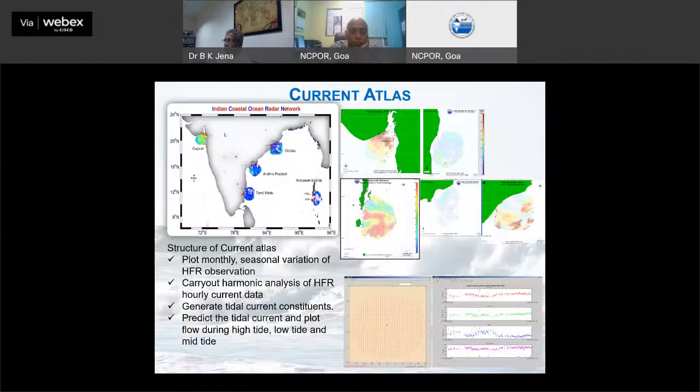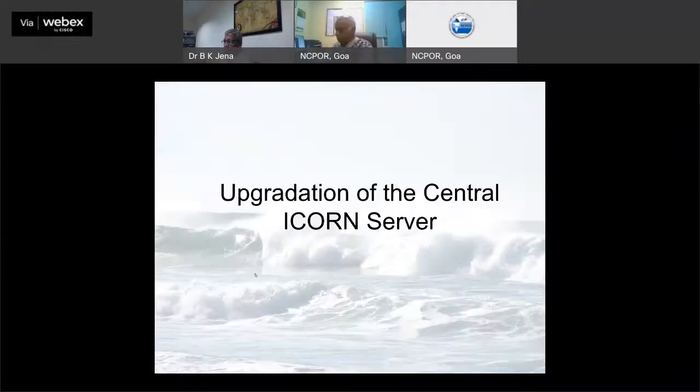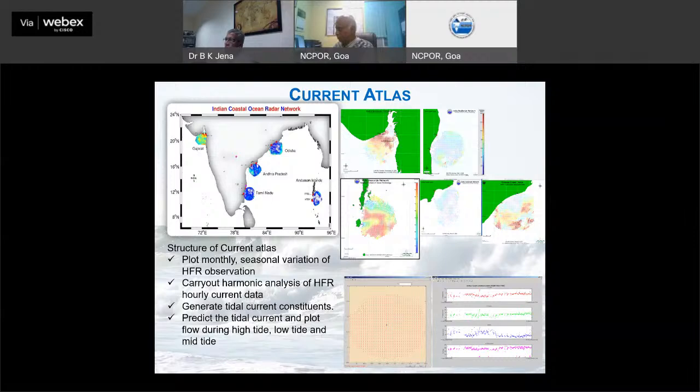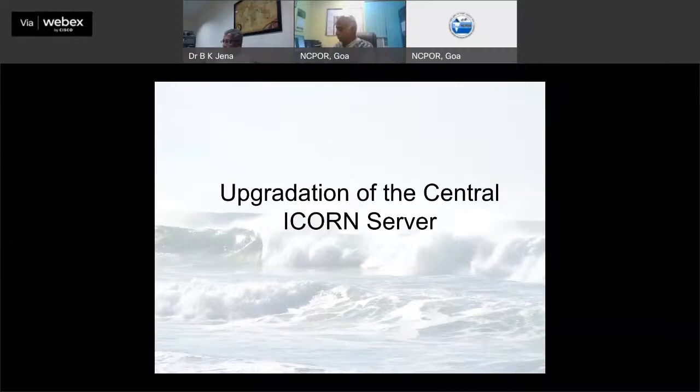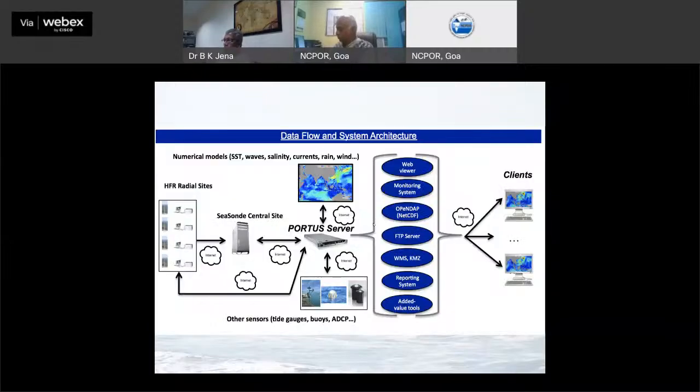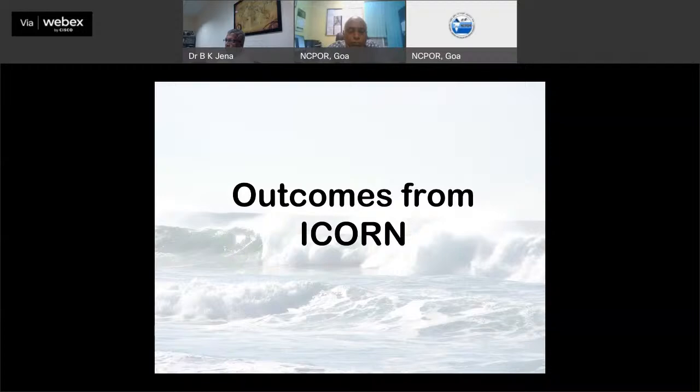So now with this data available, we have started developing a surface current atlas for the east coast of India using HFDR data. And we are now upgrading, as I told, to our central sites. If that comes in place, maybe in another 2 months' time, it will be very handy to analyze the data and disseminate it to students or researchers and anyone in real time mode, with better quality control.